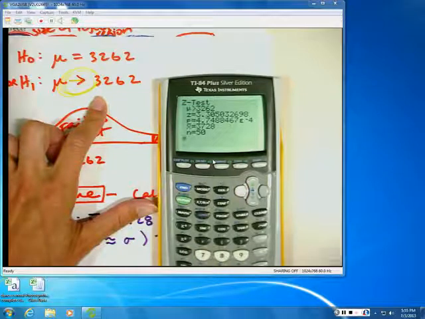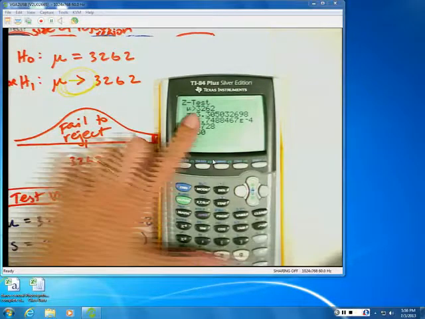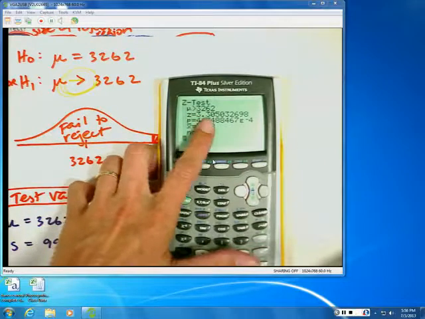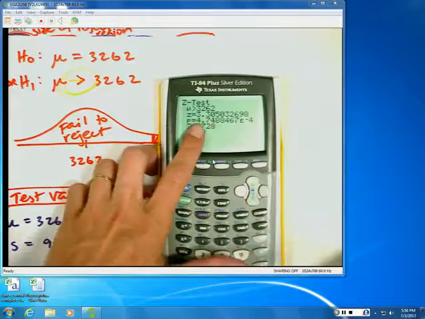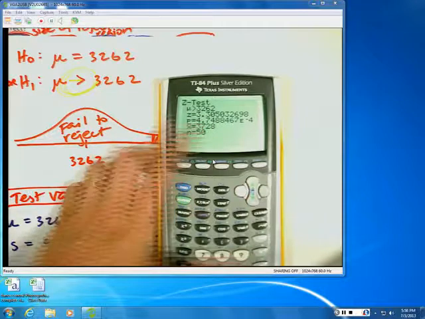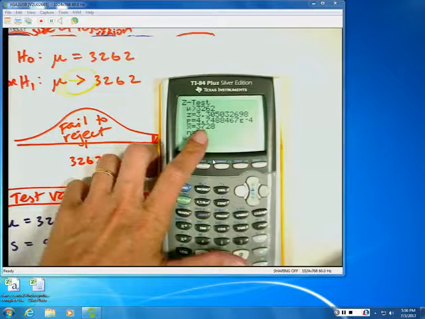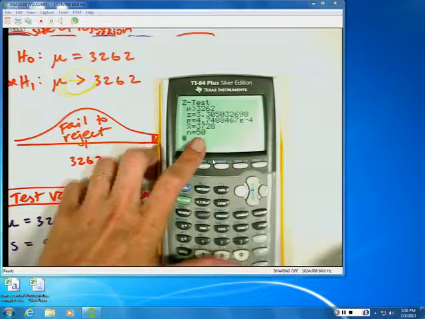Okay, so here's what it gives me. It says we're testing that mu is greater than. It gives me a z-score of 3.3. It gives me a p-value, which we'll talk about later in the next video. And it just is confirming that you typed in a sample mean of 3728 and a sample size of 50.